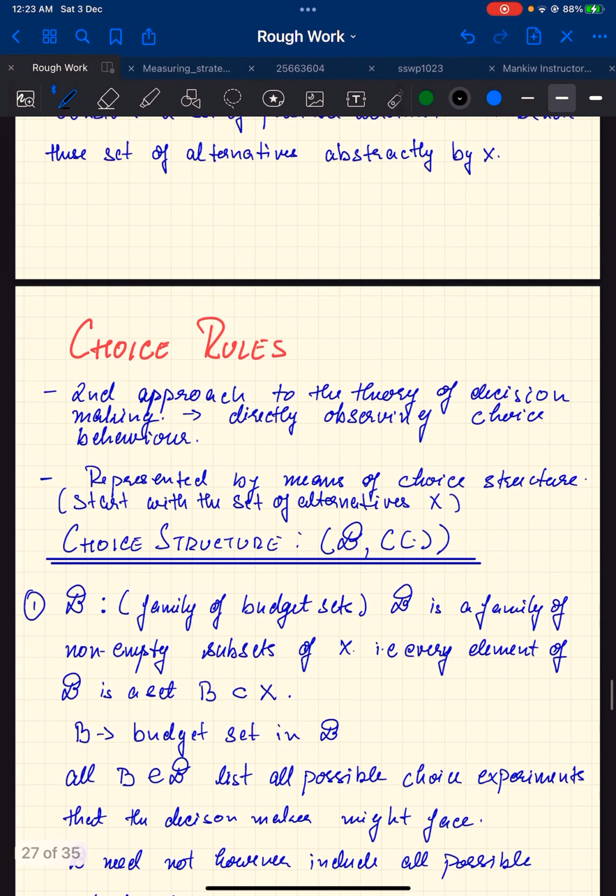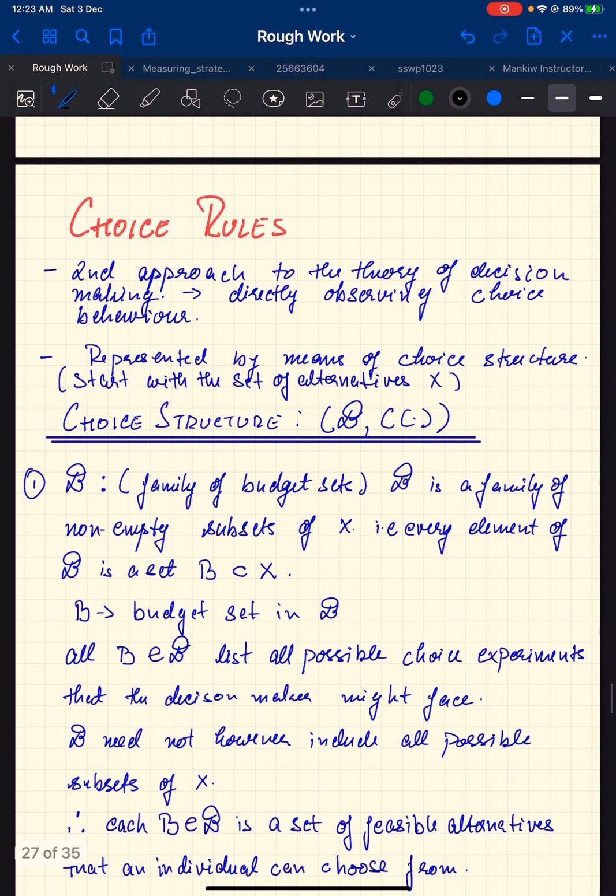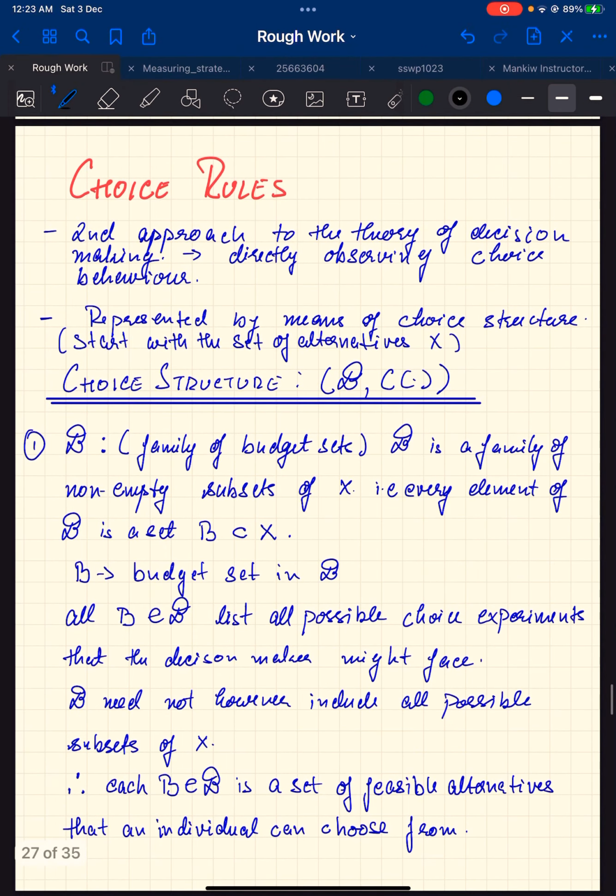So, as we've already said, while studying individual choice behavior using the choice based approach, we will observe the choices that an individual makes over this set of alternatives, which we will call capital X, and then deduce what the individual's preferences are. To study choice behavior through the choice based approach, we have something called the choice structure, which is made up of two elements: curly B, which is a family of budget sets, and C, which is a choice rule.